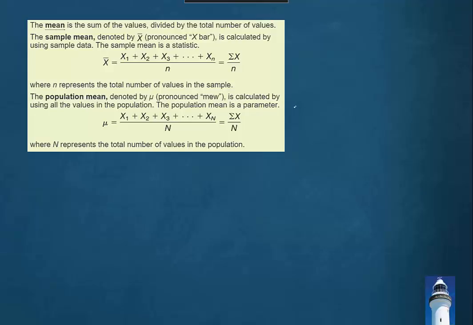The population mean is a parameter. And we see here that the formula is the same. We add up all the data values in the data set. And note here that the capital N is used. We divide the sum by the size of the data set, where N represents the total number of values in the population.